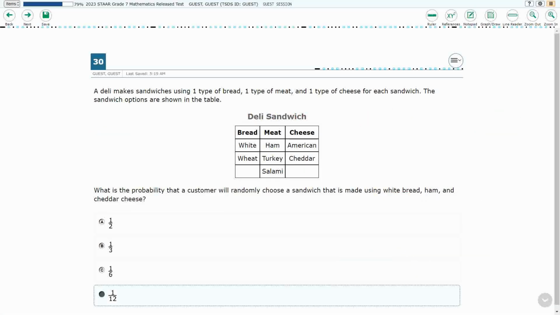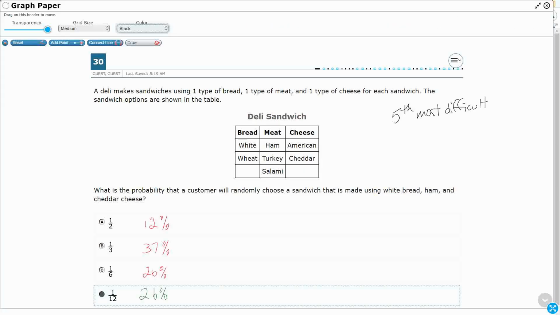Let's see how we did across the state of Texas. So this was the 5th most difficult problem. You see, barely over a quarter chose it correct, and we had the same number of students choose C and D, and quite honestly, the most chosen incorrect answer here was this 37%, B. So where do these other fractions come from?